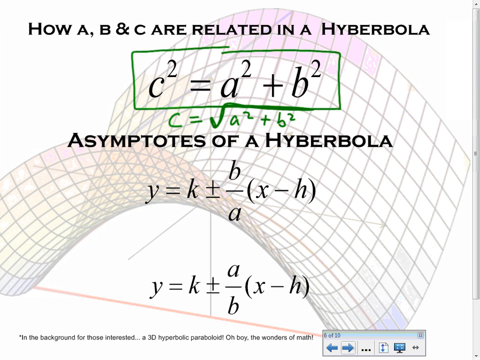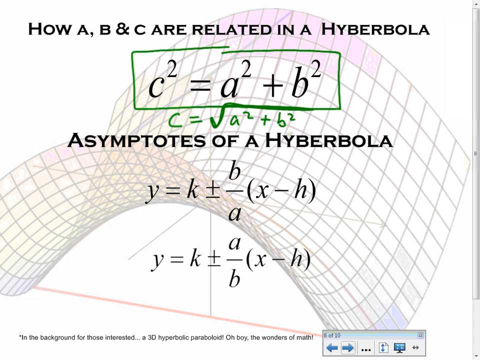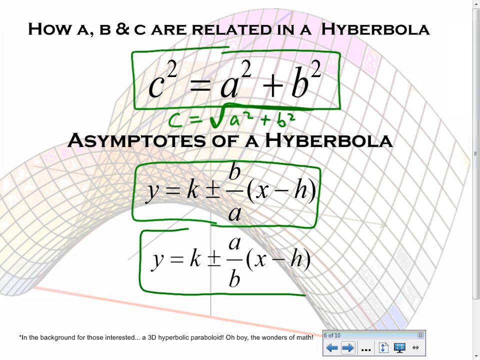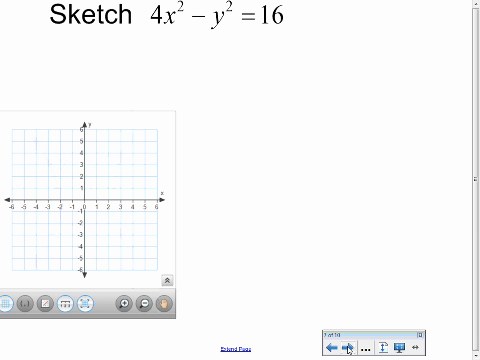And the asymptotes of a hyperbola, well, sort of important. I think this is starting to get to the point where we're making it more confusing than it need be, but you can always go back if you're having some real difficulty finding the asymptotes. There are some shortcuts, and we're going to try out those right now. All right, so sketch 4x squared minus y squared equals 16. We want this equation to look like the standard form, so we're going to divide by 16 so that we get a 1 on the right-hand side.